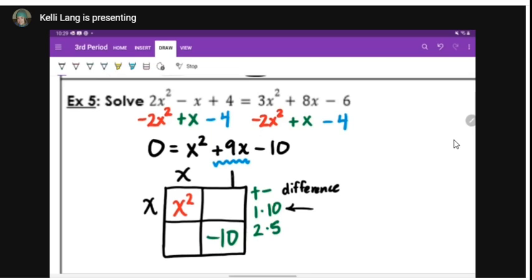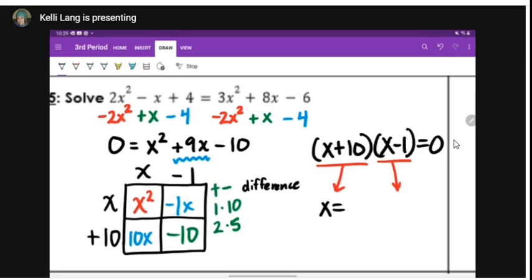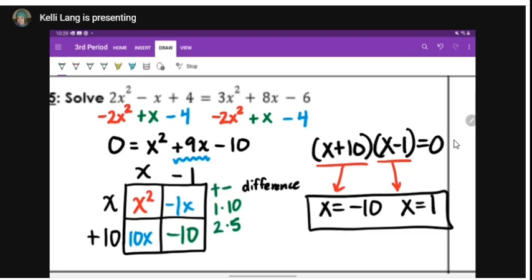So let's use negative 1 and positive 10. That'll give us a 10x and a negative 1x. And hopefully you can see if you add together 10x and negative 1x, you end up with a positive 9x. Put it all together into factored form and pull your roots out of those factors. We all should end up with 2 roots. X equals negative 10 and x equals positive 1.